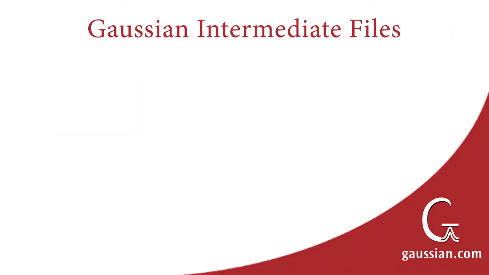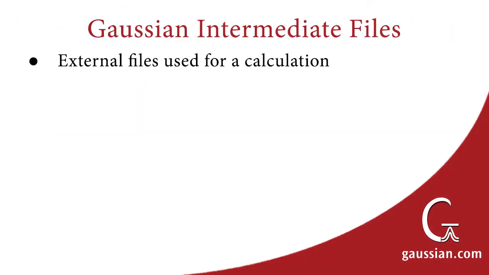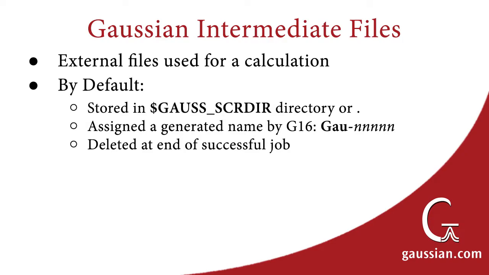Gaussian uses several intermediate files throughout the execution of a calculation. By default, they are stored in the Gaussian scratch directory, designated by the GAUSS_SCRDIR environment variable, or in the current directory. If no names are specified for these files, they are assigned auto-generated names. Unless you specify otherwise, these intermediate files are deleted at the end of a successful calculation.